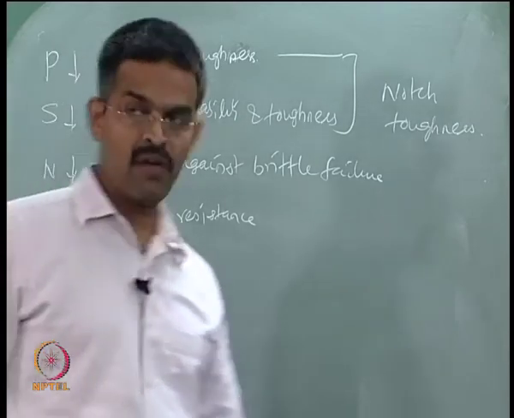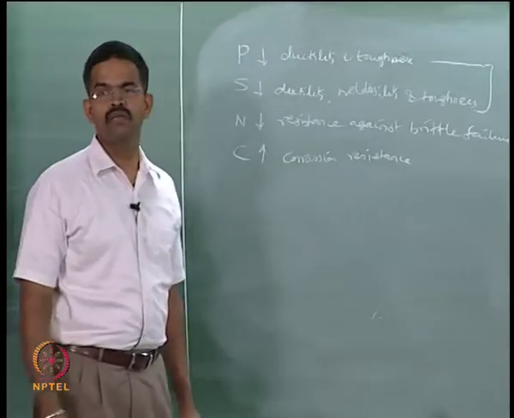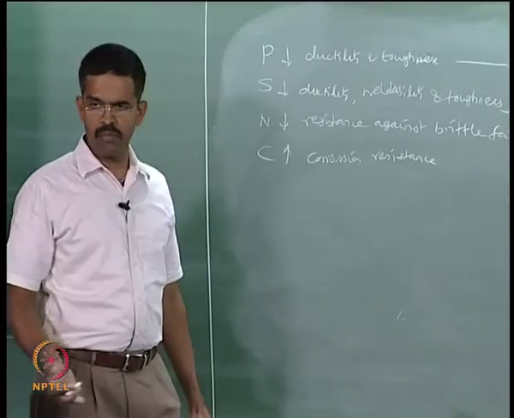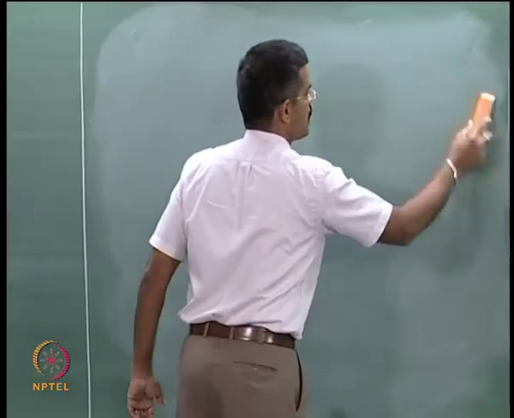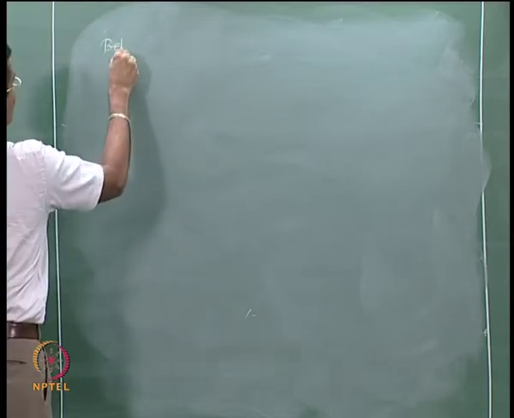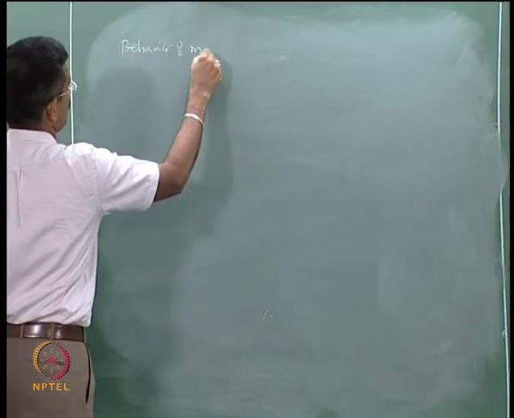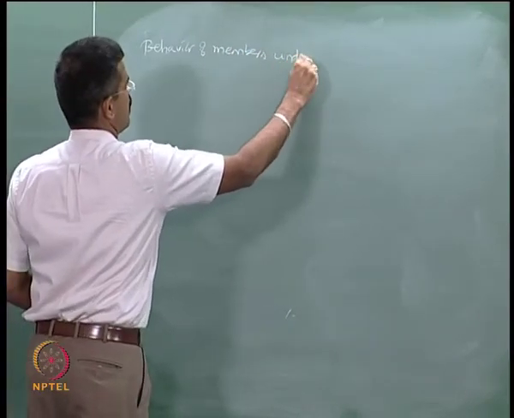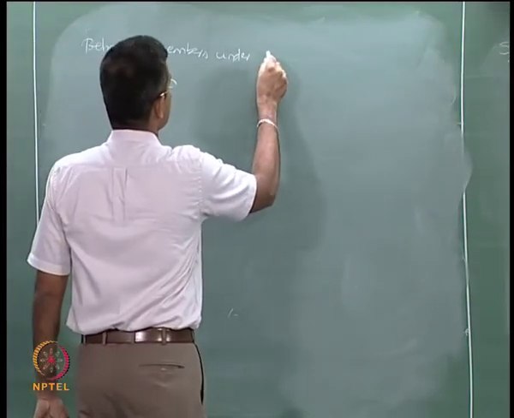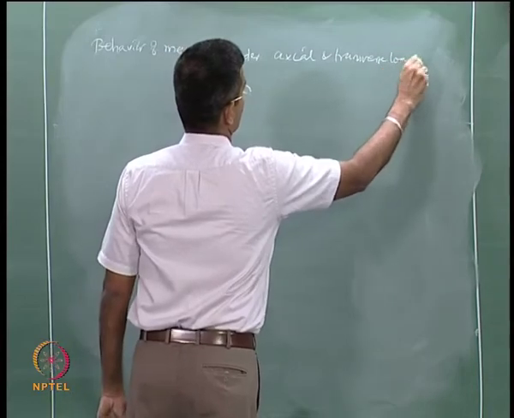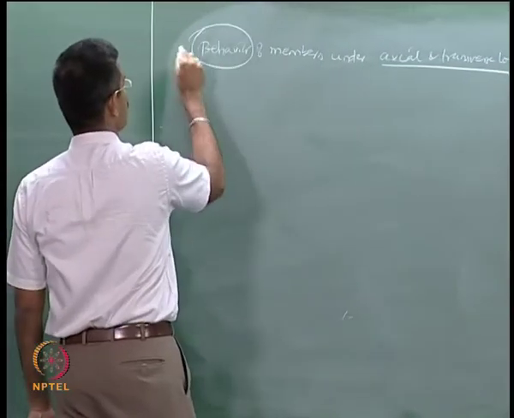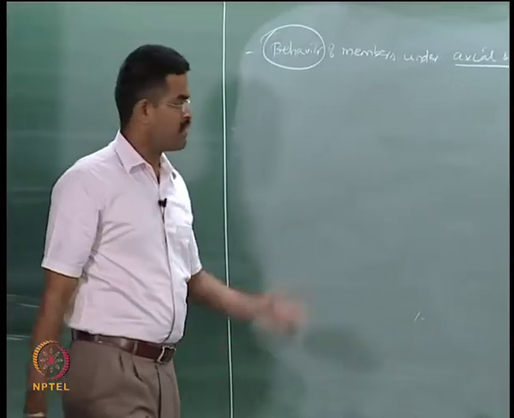The last component which affects the strength of material, which accounts for variability in ultimate load design, is the type of loading, or I should say behavior of members under axial and transverse loads. Behavior of the member itself is a very important factor which affects gamma m.